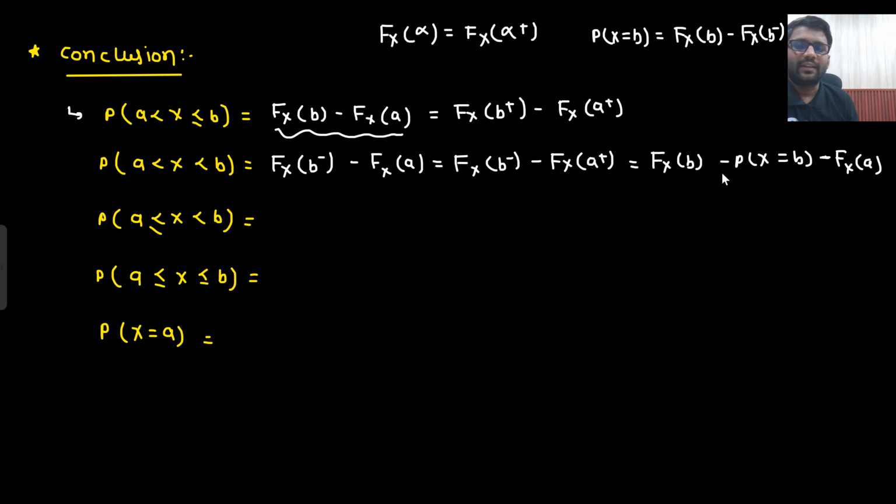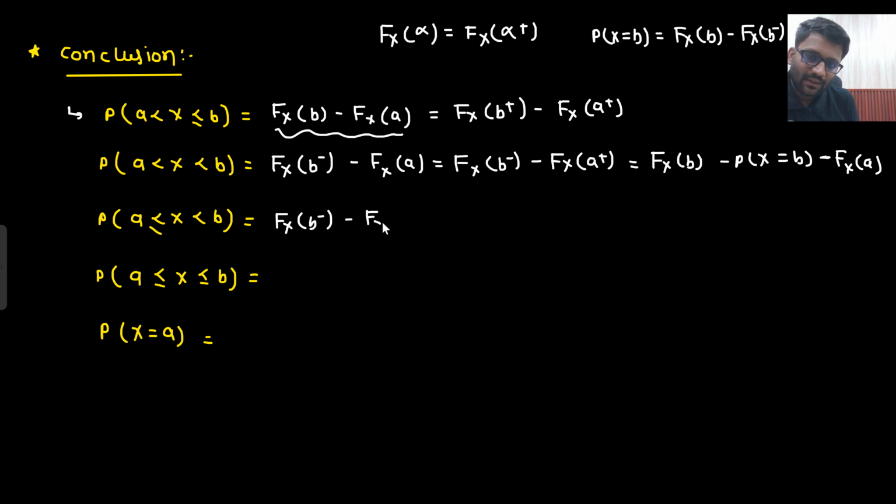Or you can think as well that if I write Fx of b, that means I am taking everything including the b, but I don't want b. So what I will do, I will simply subtract the probability, right? Or if you don't want to think, just remember this first expression, that b should be included and a should not be included. Here both are having the problem, that on the higher limit I wanted the equal sign, on the lower limit I did not want the equal sign. That means both are having the problem. So what would be the answer?